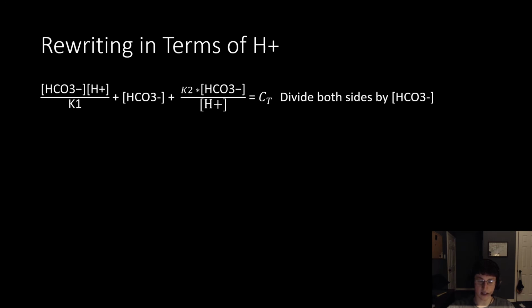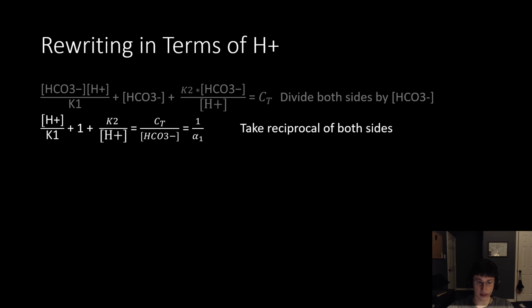The way that we'll do that is we take the equation that was shown in the previous slide, and we can divide both sides by the bicarbonate ion, and that will yield that equation there on the left. And then we notice that after we've divided both sides by bicarbonate, the expression on the right hand side of the equation becomes the analytical concentration of carbon divided by the concentration of the bicarbonate ion, which, if you're observant, you'll notice is simply the reciprocal of the alpha 1 value. And so in order to get it back to being just alpha 1 rather than the reciprocal of alpha 1, we can take the reciprocal of both sides.